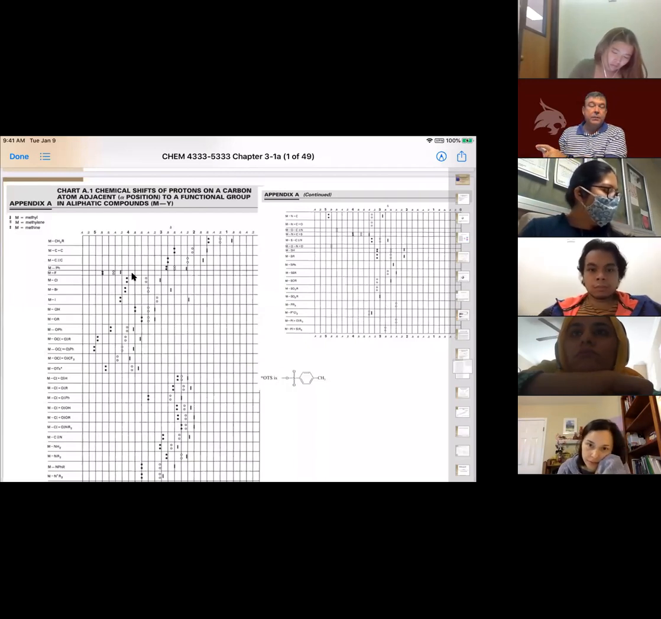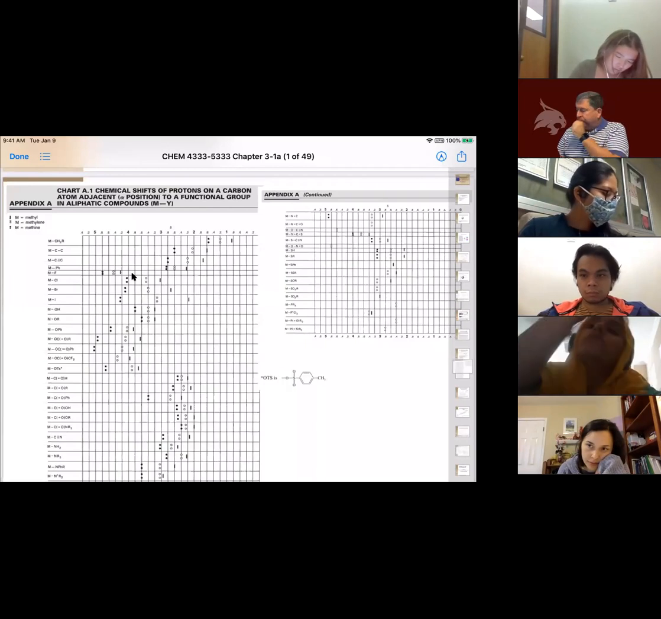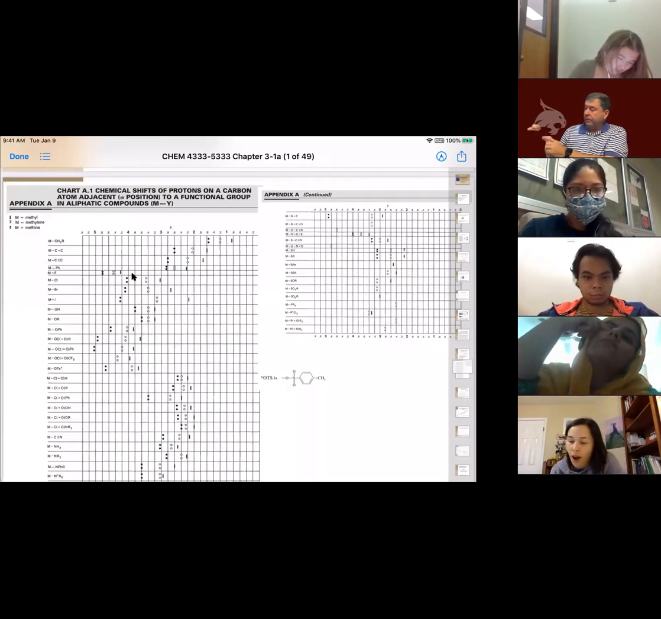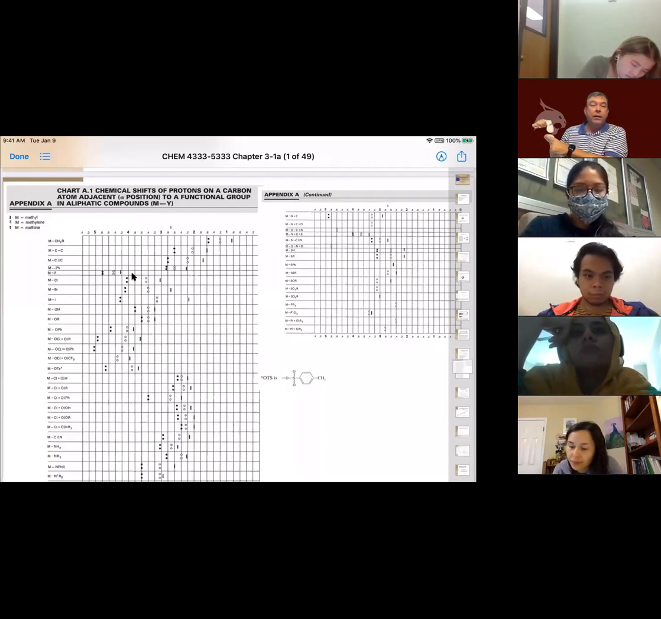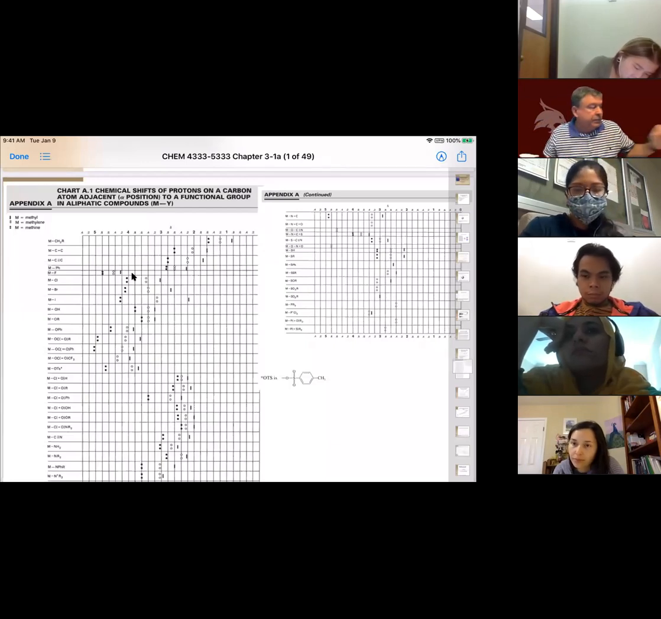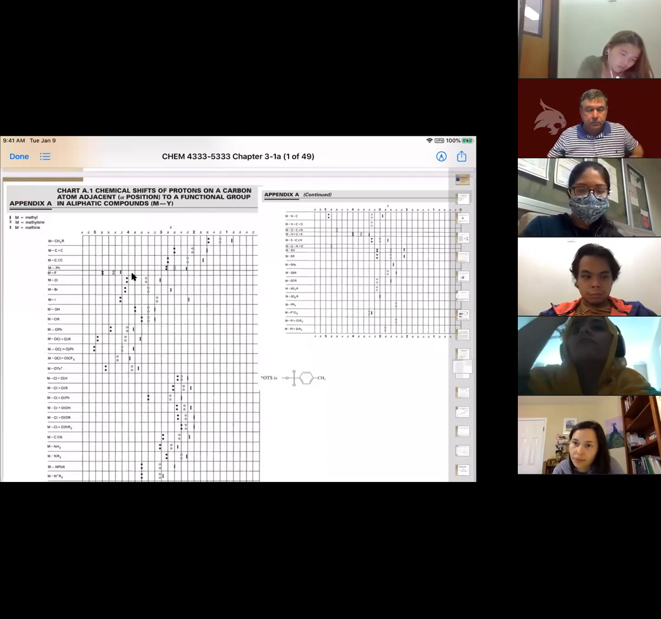So in the case where you have a carbon attached to a CH2, if it's a methyl group, it'll be the first one, a methylene or 2 hydrogens, the second one, or methine, 1 hydrogen, the third one. So that's how we use this chart, okay?